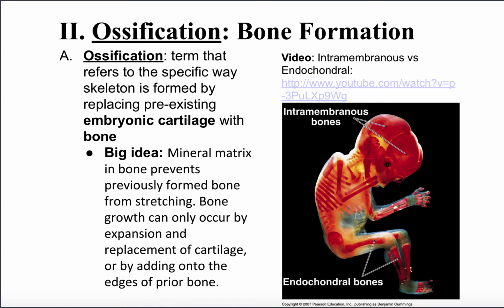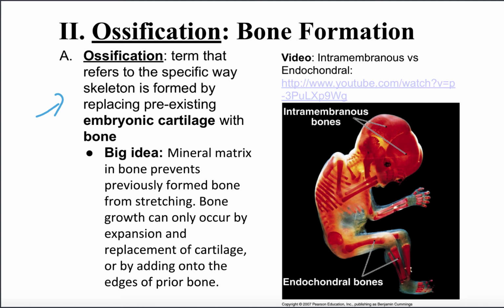All right, so we went over that recap of the two kinds of bones. So now we are ready to go into ossification. Ossification is a term that specifically refers to the way the skeleton is formed by replacing cartilage. So your skeleton is not bone at first.